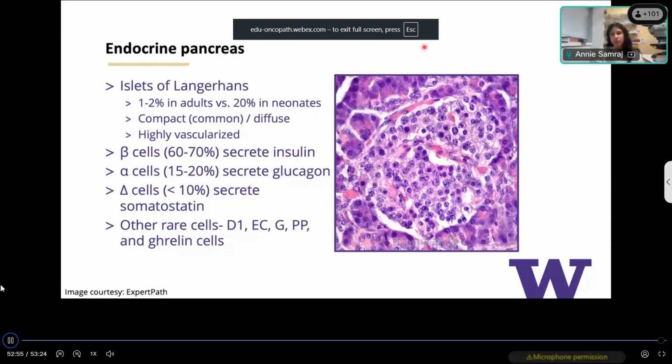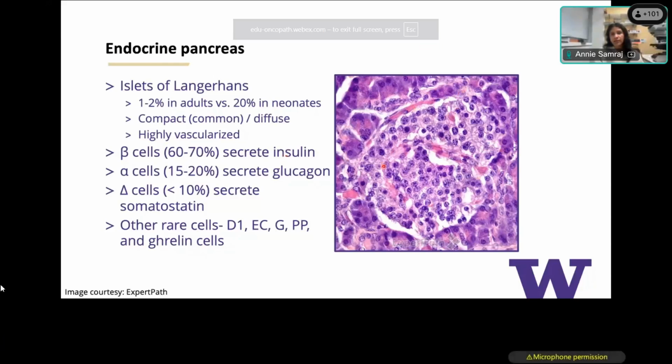And so the types of cells that we have within the islets are neuroendocrine cells, and we also have specific cell types. Beta cells, which secrete insulin, are the most common type. Alpha cells, which secrete glucagon, are the next most common. And then we also have delta cells and other rare types of cells that secrete different products as well.